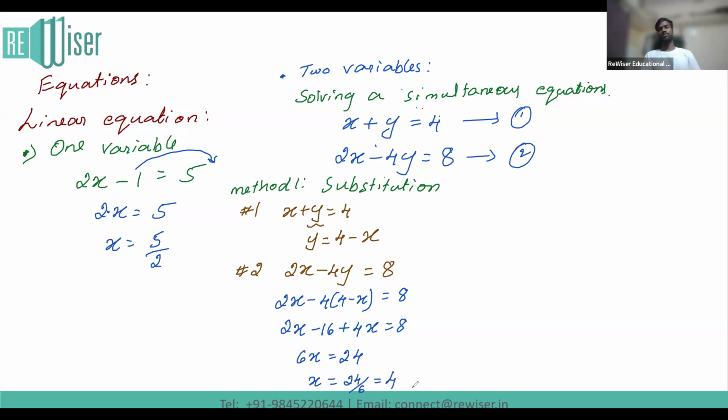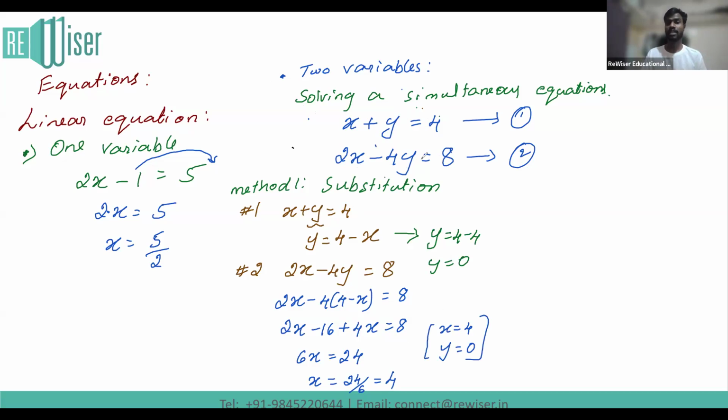Once you get the value of x, in order to get the value of y, we can substitute this x value back into step number one. The step number one we had was y equals 4 minus x, and we can put 4 here. So that's going to give us y equals 4 minus 4, which is y equals 0. So when I solve these two equations simultaneously using this method of substitution, we got x to be 4 and y to be 0. And this is the answer for solving these two simultaneous equations.